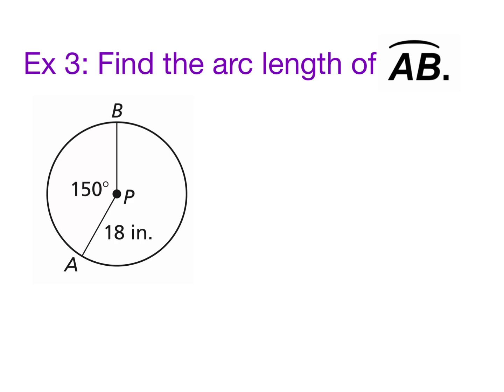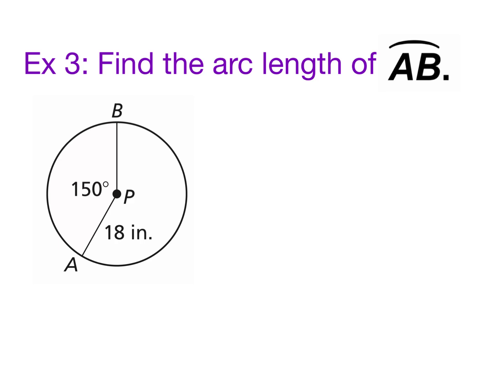Find the arc length of arc AB. Is arc AB a major or minor arc? Minor. How do you know it's a minor arc? Good, it's only 2 letters. Remember, arcs, when you name them, if they're only 2 letters, they're minor. If they're 3 letters, they're major. And what is a minor? It's less than how much? 180. Major is more than 180, and a semicircle is 180 exactly, okay?